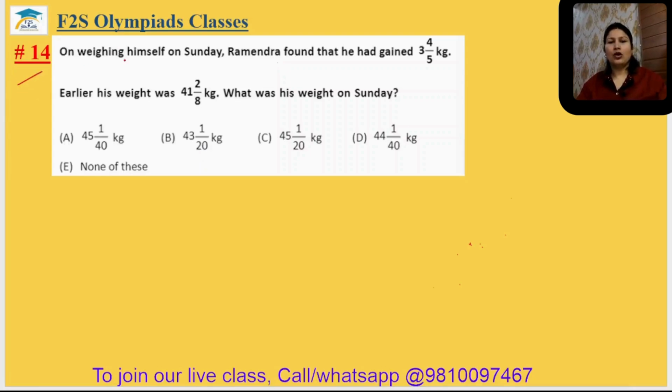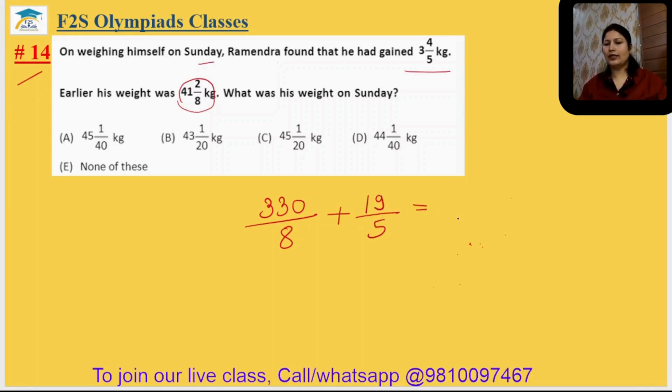Question number 14. On weighing himself on Sunday, Ramendra found that he had gained 3/4/5 kg extra weight. Earlier his weight was this. What was his weight on Sunday? So on Sunday he gained, so there will be addition. To add this, first we will convert this number to an improper fraction. This is 8 times 5 is 40, plus 3 is 43... 5 3s are 15, plus 4, 19/5.